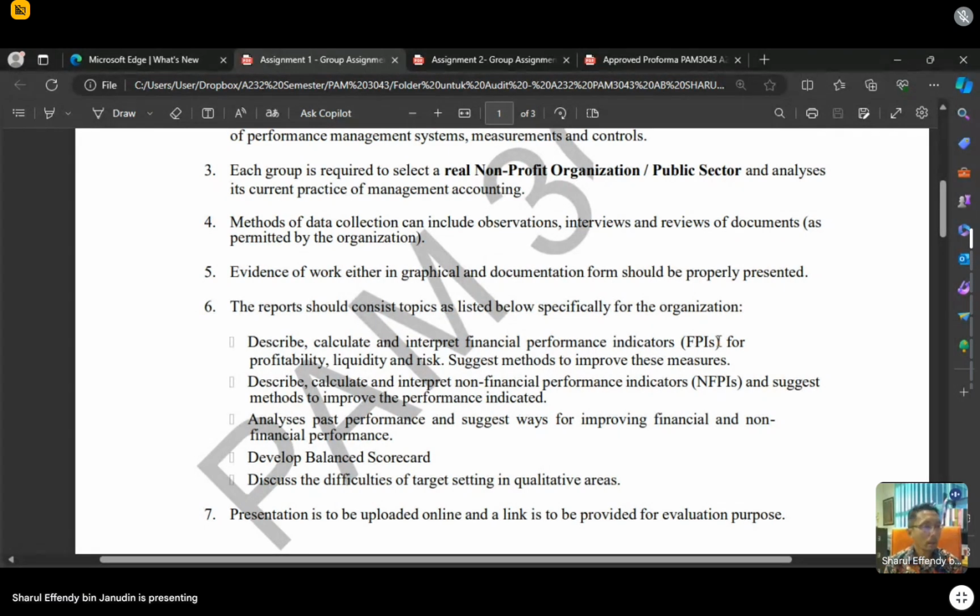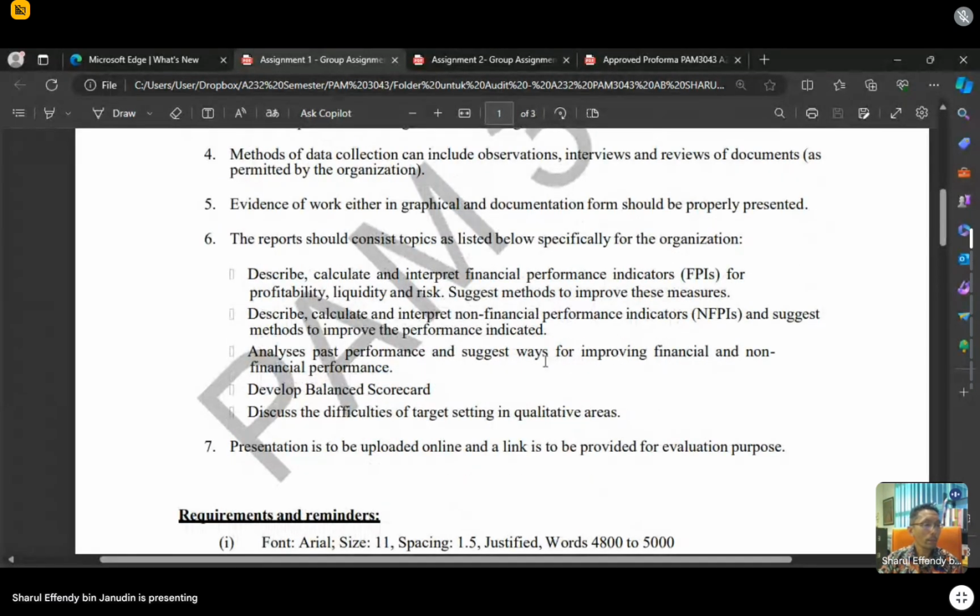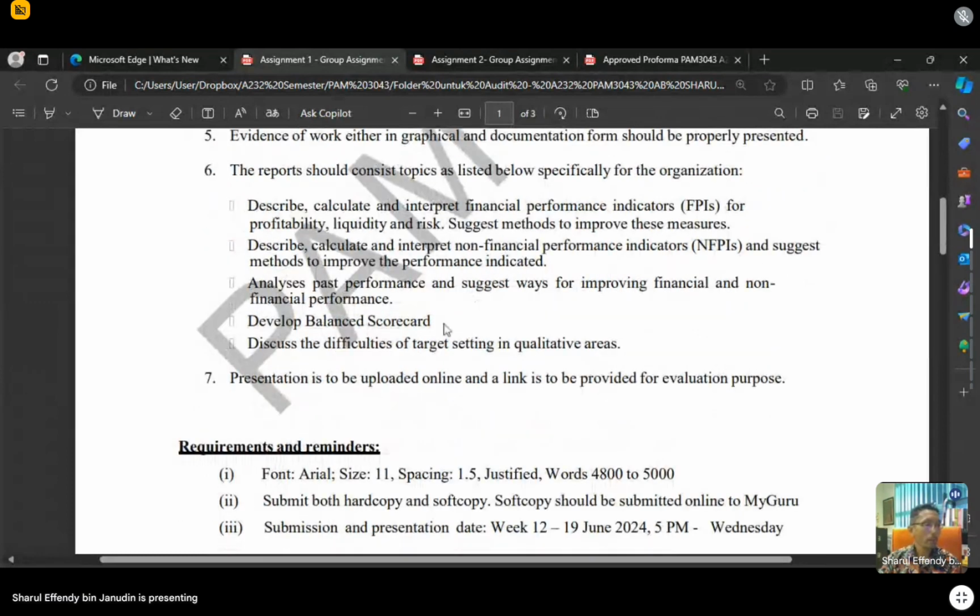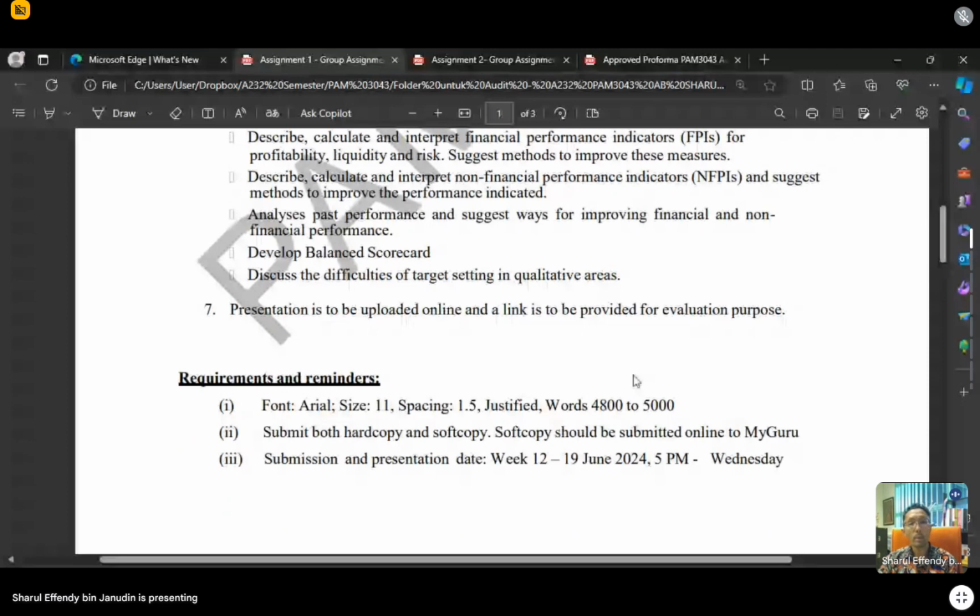So start with describe, calculate and interpret financial performance indicators, which is FPI. And then second, describe, calculate and interpret non-financial performance indicators. Analyze past performance and suggest ways for improving. Develop a balanced scorecard. And number 3, discuss the difficulties of target setting in qualitative areas. So you have to submit a written assignment as well as a printed copy. One group, one copy, and the group leader also needs to submit through MyGuru.